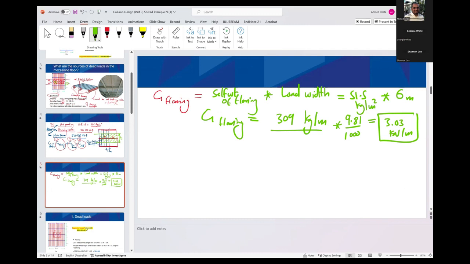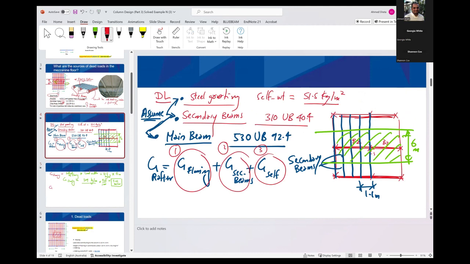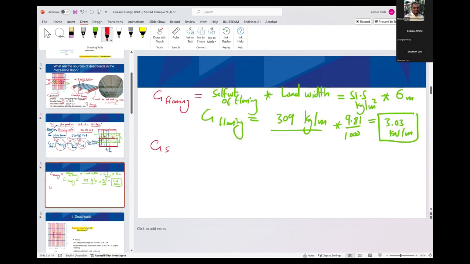I think this one is similar to the roof sheeting, but the self weight of the flooring is a bit higher, so that's why the value is a bit higher. So what is the second component from here? Secondary beams, right? So the second component will be G secondary beams. How can we find G secondary beams?